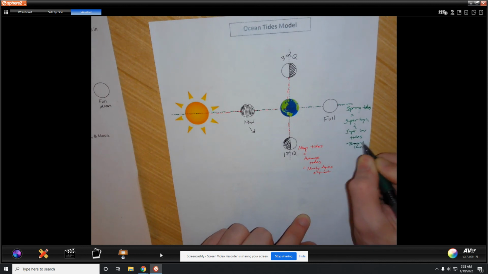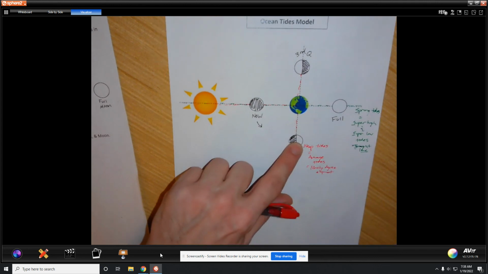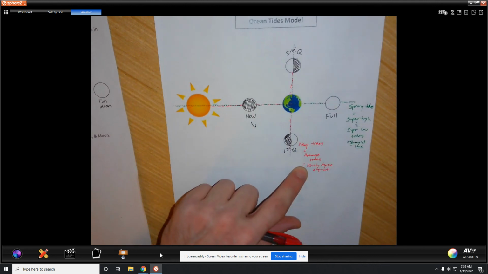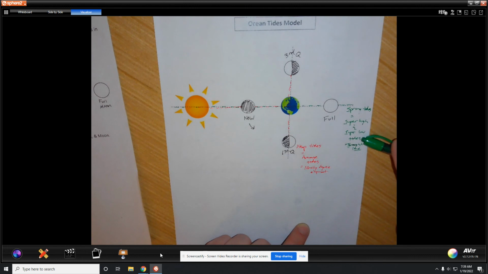And I forgot to add this one up here, but they equal a straight line. So there you have it. You have neap tides that are average tides that form a 90-degree alignment. You have spring tides that are super high and super low that form a straight line between the sun, the earth, and the moon.